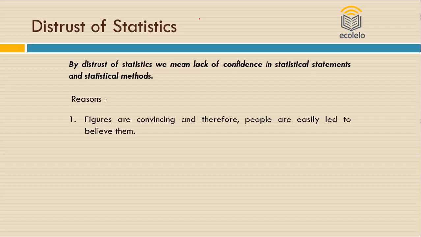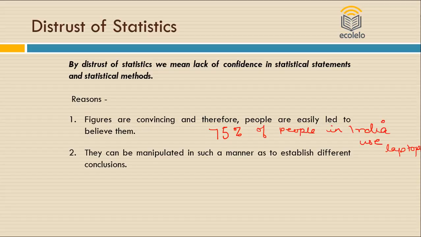Now, there are reasons why you cannot trust statistical method or data or statements. First, the figures that you see, they are convincing, and therefore people are easily led to believe them. Suppose, for example, I write here, 75% of people in India use laptops. Doesn't it appear convincing? Yes, it does. And you will easily be led to believe this, but it may not be true.